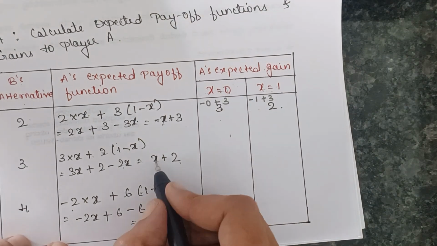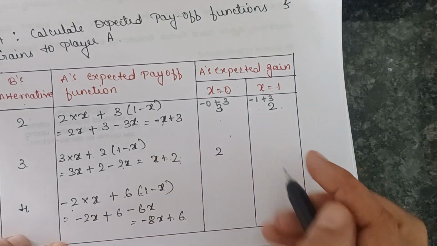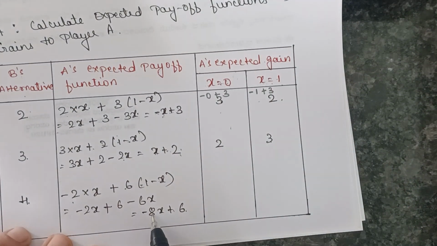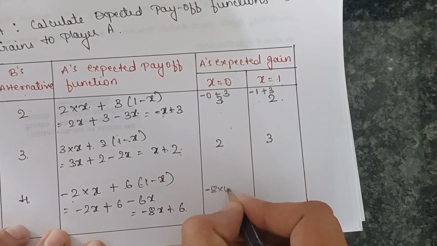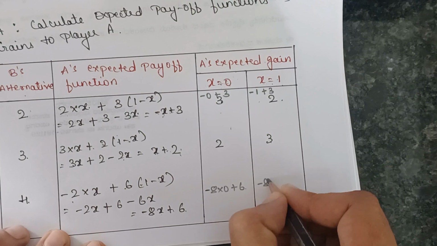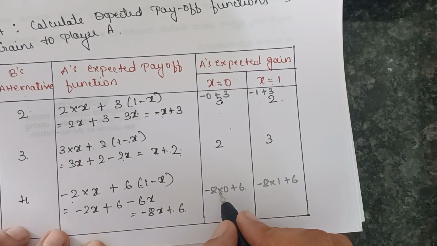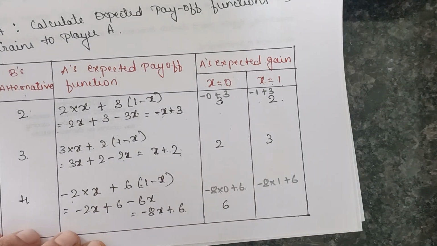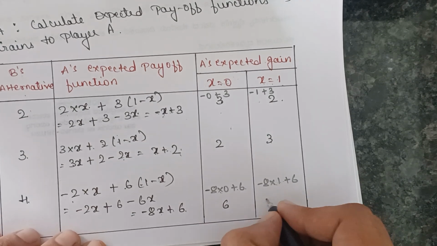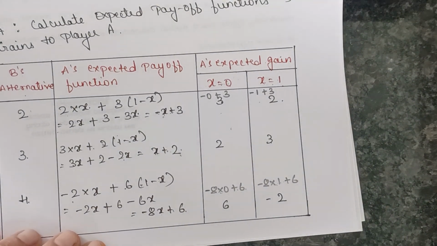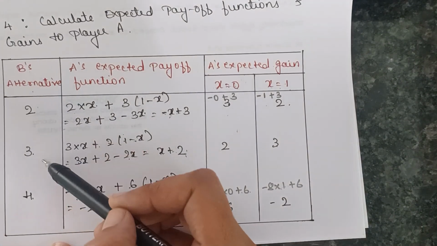So similarly, x plus 2: when x is 0, 0 plus 2 is 2; now x is 1, 1 plus 2 is 3. Next, minus 8x plus 6. Here you can see minus 8 into 0 plus 6, and minus 8 into 1 plus 6. So minus 8 into 0 will be 0, 0 plus 6 will be 6. Next, minus 8 into 1 will be minus 8, minus 8 plus 6 will be minus 2. Okay, so these are the expected gains which A will get under each of B's alternatives.